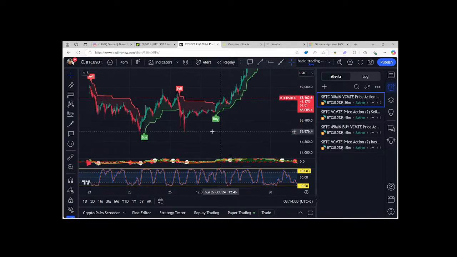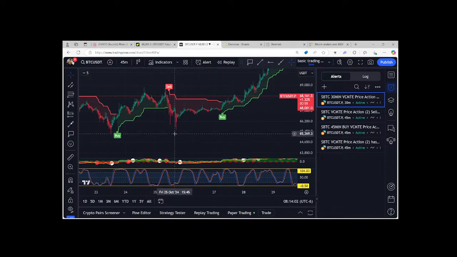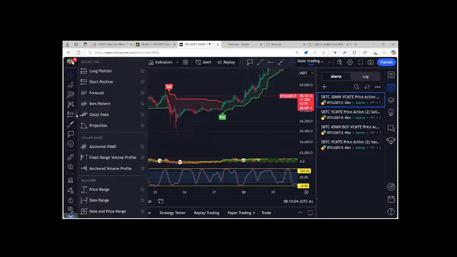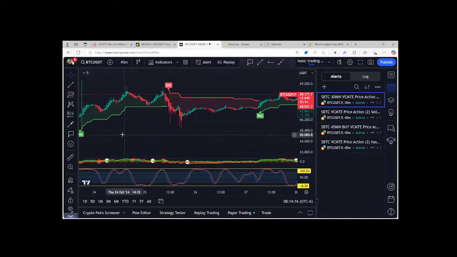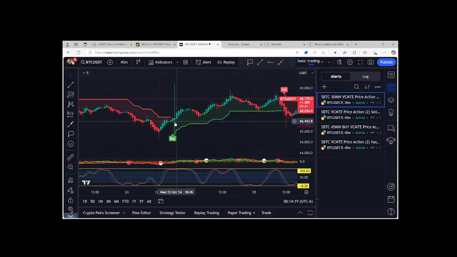Imagine just sitting around getting an email that's telling you, I'll show you how this works. I'll line this up for you. Imagine getting an email saying, hey, there's a buy signal on this candle. Okay, there's the buy signal. Comes up on this candle here.